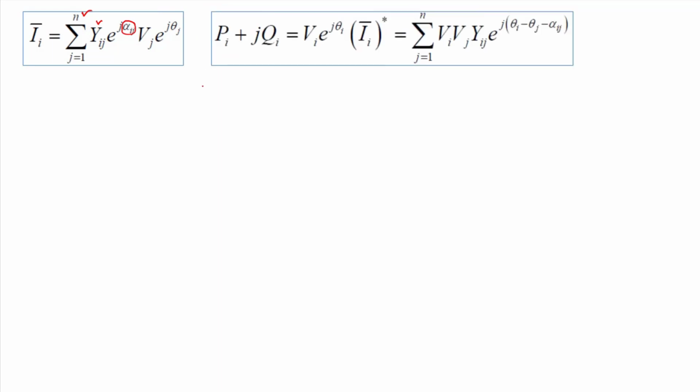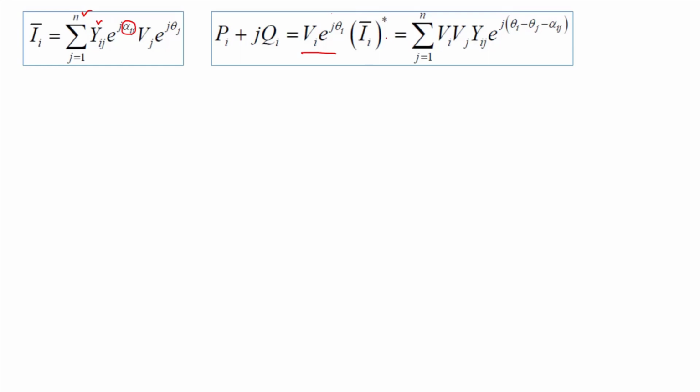So now if I write the power injection equation, Pi plus jQi, I can write it as Vi into Ii star. Vi is a complex quantity, so I can write it as Vi magnitude e to the power j theta i.